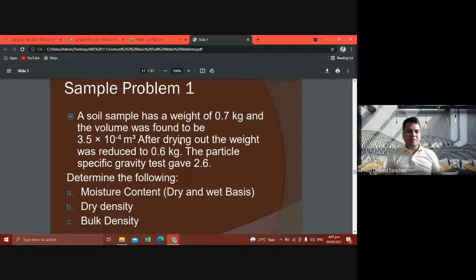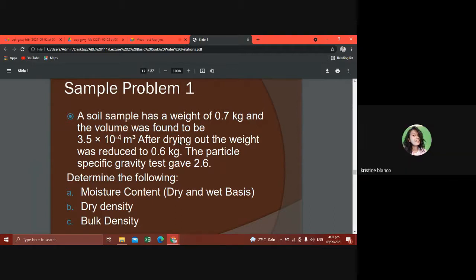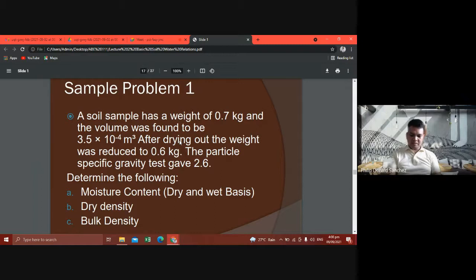For example, a soil sample has a weight of 0.7 kilogram, and the volume was found to be 3.5 times 10 to the negative 4 m cube. So when we say a soil sample has a weight, what do you think of that? Is it the dried weight or the fresh weight? Fresh weight, unless it is specified as after drying. So that is 0.7 kilogram of fresh weight.